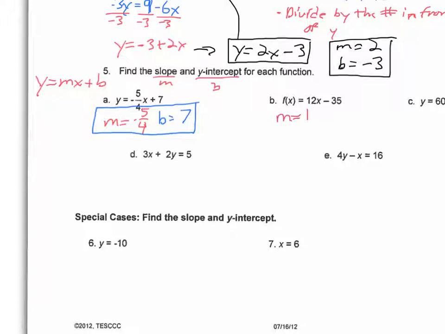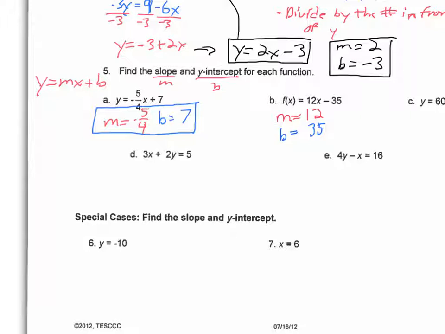Our m should be 12, right? Because that 12 is in front of the x. The 12 is in the m position. Okay, and that leaves what as our b value? Okay, most of you probably said 35. What is this funny little sign in front of the 35?